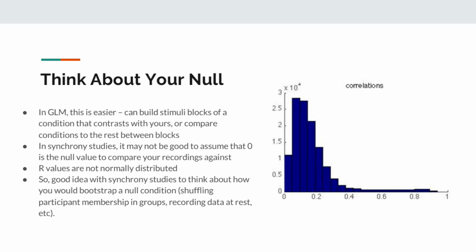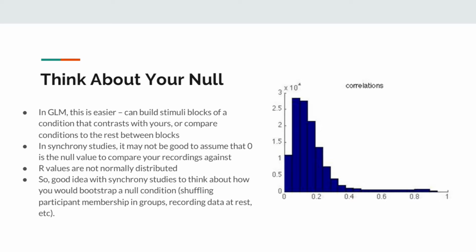Now for all of these time dynamics measures, you're going to want to think about the null that you are comparing your experimental estimation to. In GLM, it's easier to think about the null, so you can build stimuli blocks of a condition that contrasts with the one you're interested in, or you can compare your conditions to the rest in between blocks. But in synchrony studies, it may not be good to assume that 0 is the null value to compare your recordings against. This can be because, like we talked about, autocorrelation is a potential issue, so there might be some residual correlation going on that's not the result of anything meaningful psychologically. It's just not going to be exactly zero.